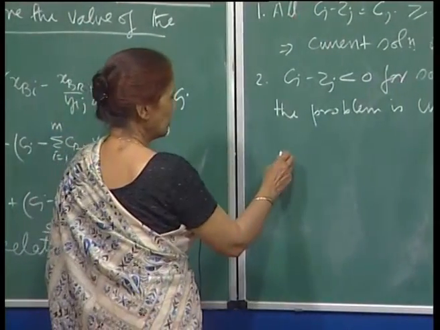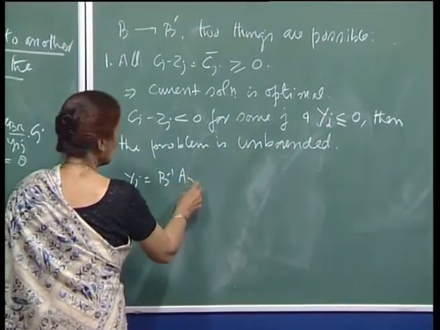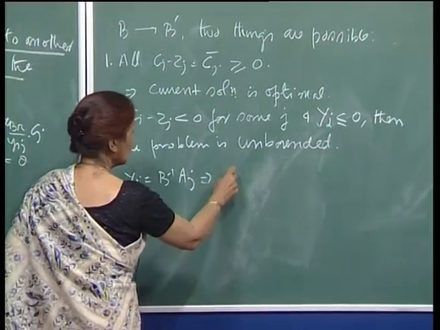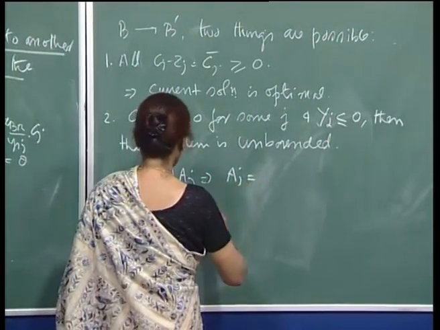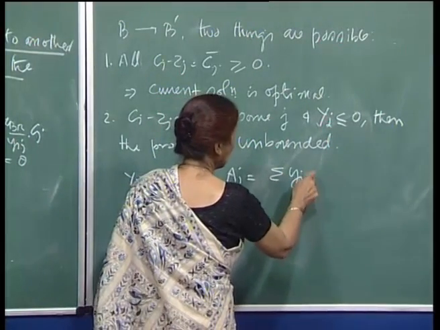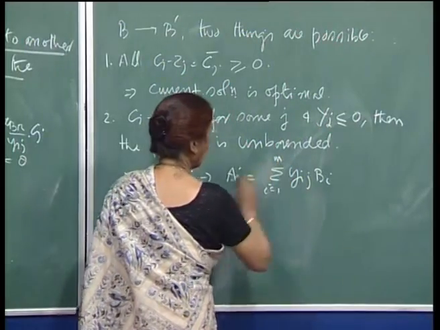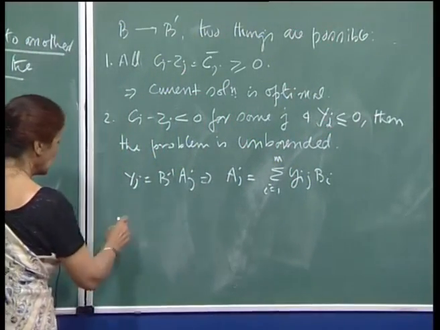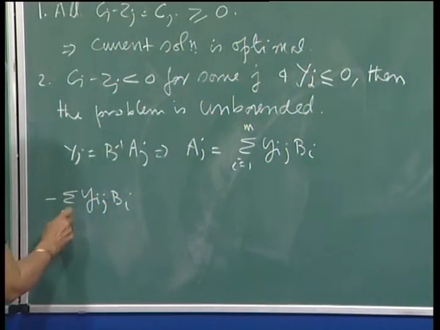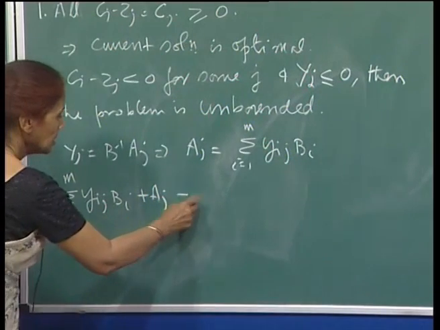Now, remember your Y j is nothing but B inverse A j, or in other words this implies that you can write A j as summation Y ij B i, i varying from 1 to m, or I can write this as minus summation Y ij B i, i varying from 1 to m plus A j is equal to 0.